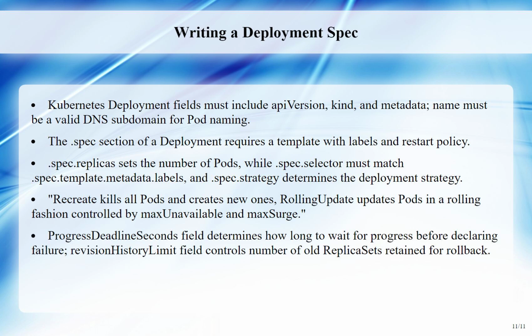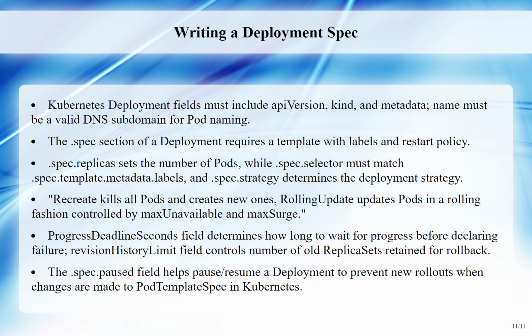A deployment can also have a progressDeadlineSeconds field to specify how long to wait for progress before declaring a failed progressing condition. The revision history of a deployment is stored in the replica sets it controls, and the revisionHistoryLimit field specifies how many old replica sets to retain for rollback purposes. Setting this field to 0 means that all old replica sets with 0 replicas will be cleaned up, making it impossible to undo a new deployment rollout.